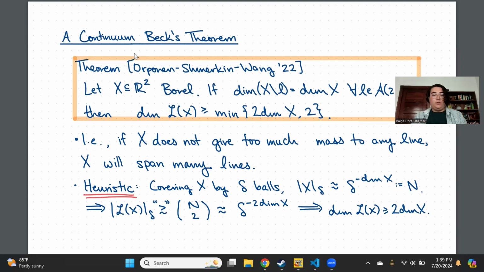Heuristically, if we cover X by delta balls, where delta is very small, it should take about delta to the minus dim X many delta balls. And let's call that n. This is not completely true, but this is at least a heuristic.